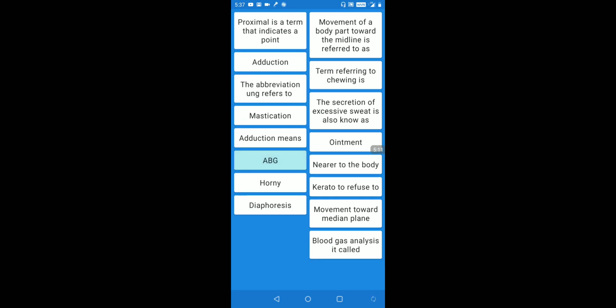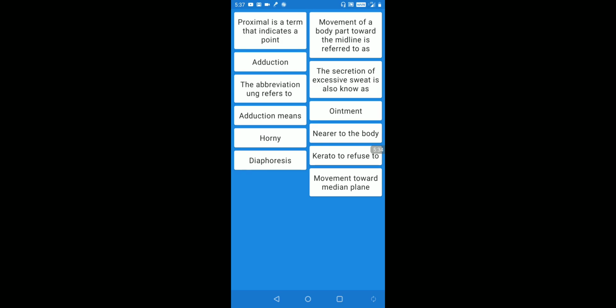Remember the ABG, what was ABG? Oh, blood gas analysis. I'm not really sure, but I know mastication was to chew. Okay, here it is, chewing. I almost tapped the wrong one.